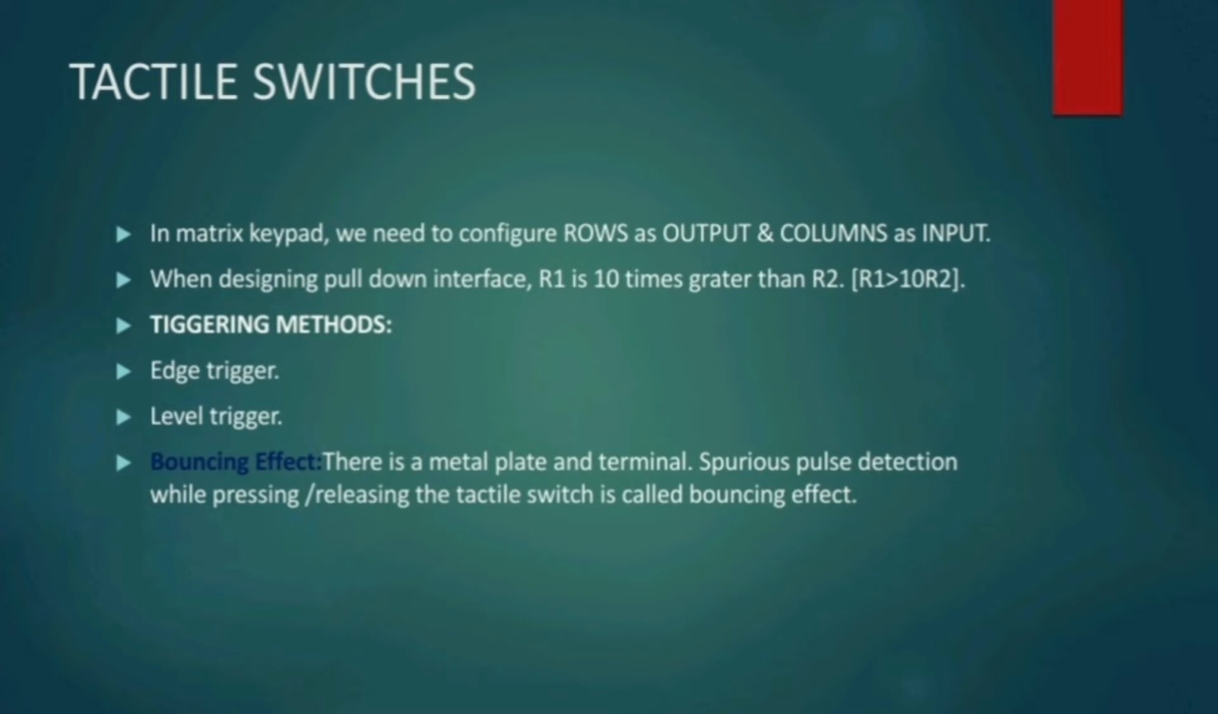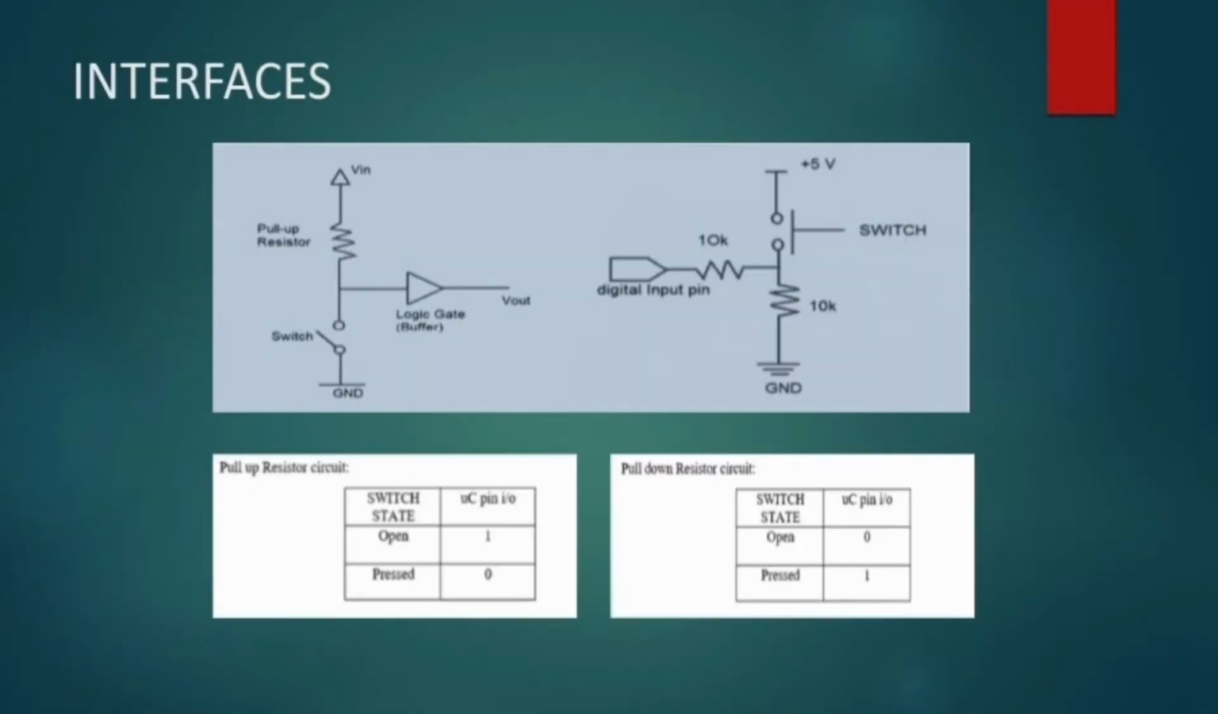Spurious pulses are detected while we are pressing and releasing the tactile switch. It is called the bouncing effect. Interfaces: here the first one is a pull-up resistor circuit and the second one is a pull-down resistor circuit. In the pull-up resistor circuit, if the input is 1, the switch is open, and if the input is 0, the switch is pressed. In a pull-down resistor, it is the reverse operation. If the input is 0, it is open, and if it is 1, it is pressed.